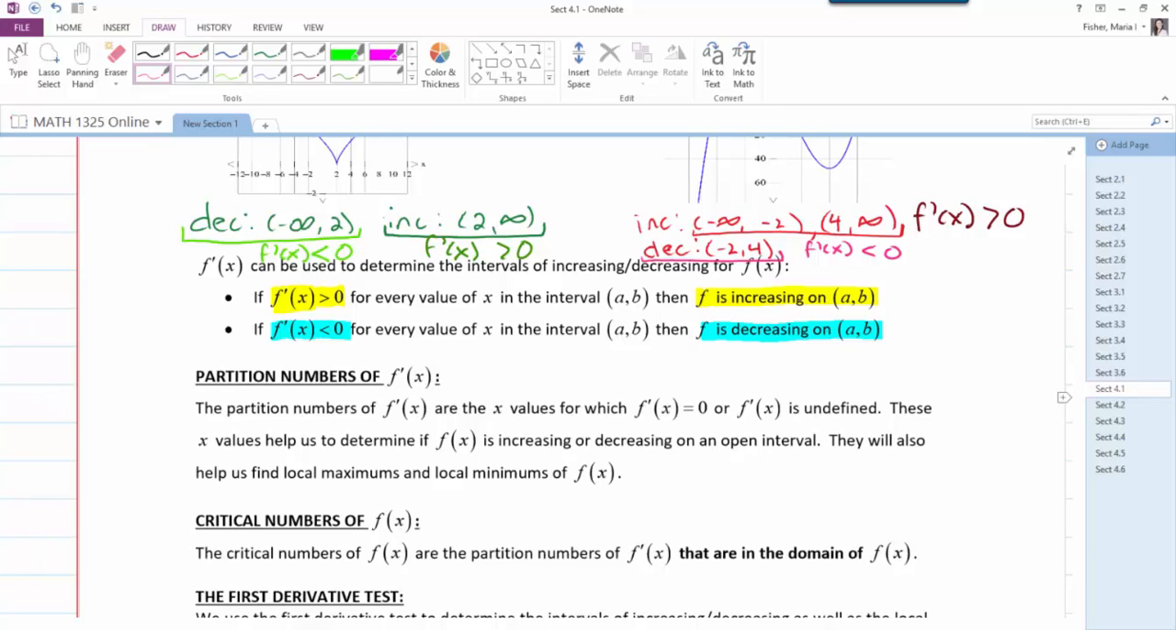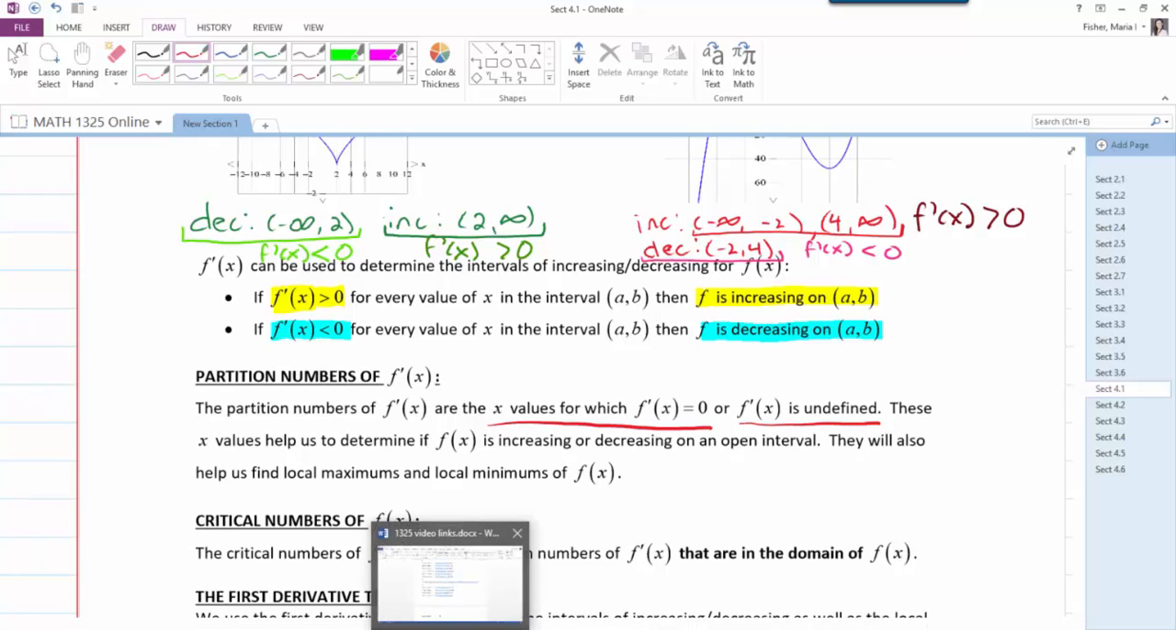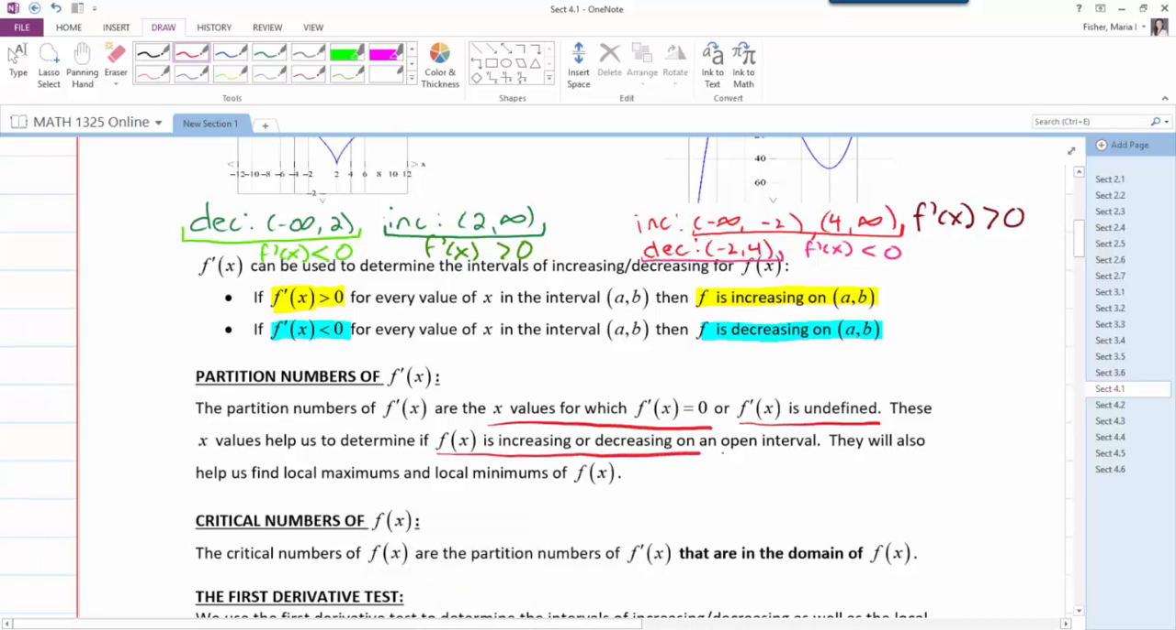So what are partition numbers of the first derivative? The partition numbers of the first derivative are the x values for which the first derivative is equal to 0, or the x values where the first derivative is undefined. Now, when we find these partition numbers, these x values, they're going to help us determine whether our function is increasing or decreasing on the open interval. They're also going to help us determine local mins and local maxes, which we'll talk about in a little bit.